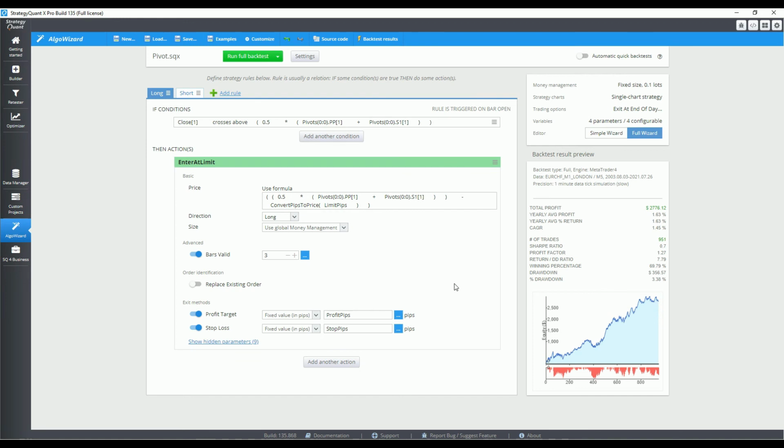Here are the results from 2003 to 2021. Nothing too impressive, but the equity curve shows the strategy has performed fairly consistently over the years. Recall that this strategy only uses a single entry condition. It offers a good starting point for further development.